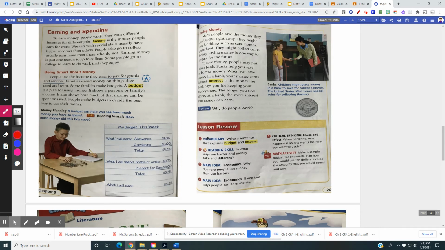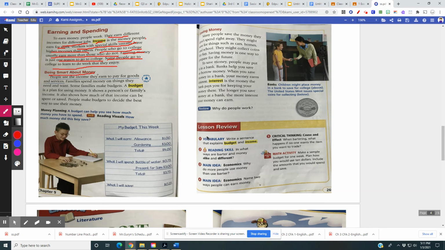Earning and spending. To earn money, people work. They earn different incomes for different jobs. Income is the money people earn for work. Workers with special skills usually have higher incomes than others. People who go to college usually earn more than those who do not. Earning money is just one reason to go to college. Some people go to college to learn to do work that they enjoy.